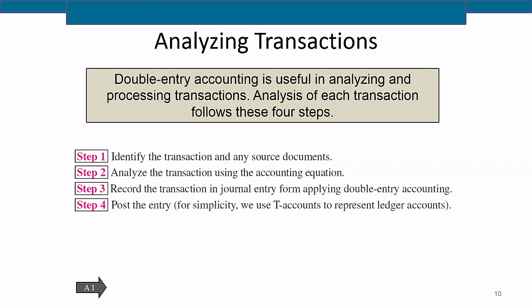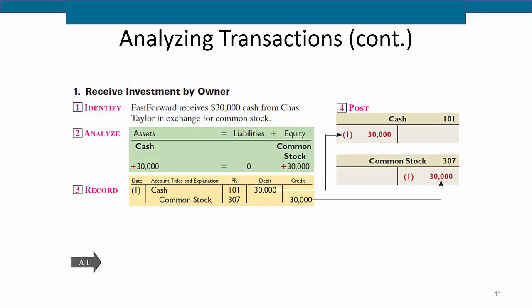So let's review what happened. In the first transaction, the owner invests $30,000 to start a company called Fast Forward. From our previous work, we know the cash account and the common stock account will increase. We record this information in the general journal with a debit or an increase to cash and with a credit or an increase to common stock. Notice that the account number for the cash account is 101 and for the common stock account is 307.